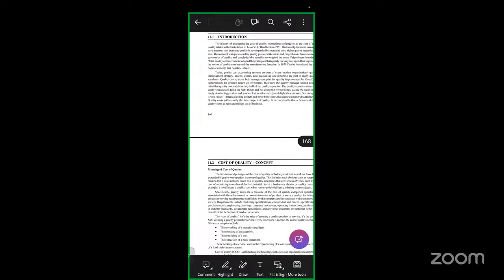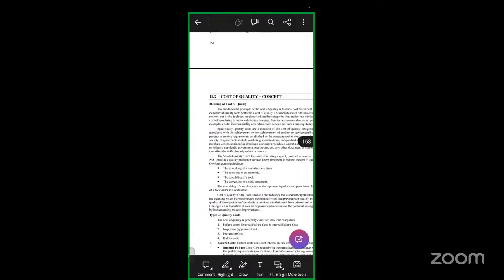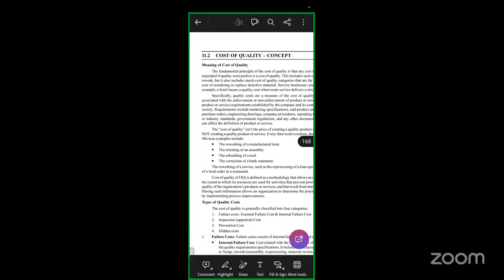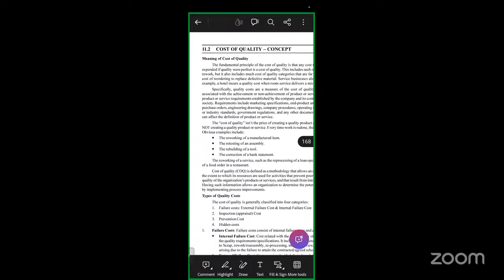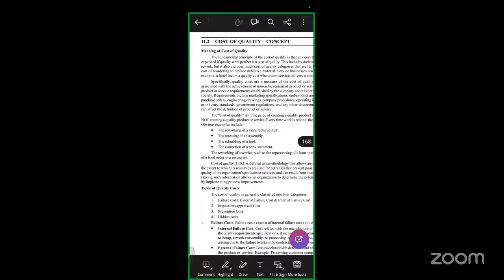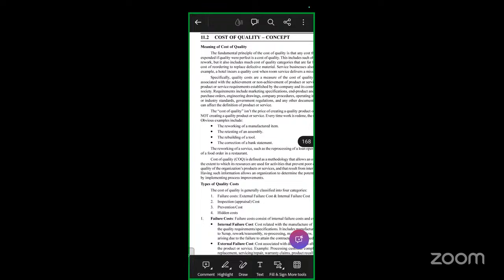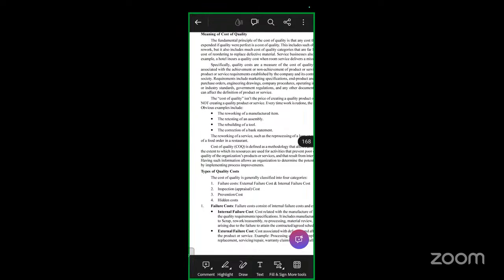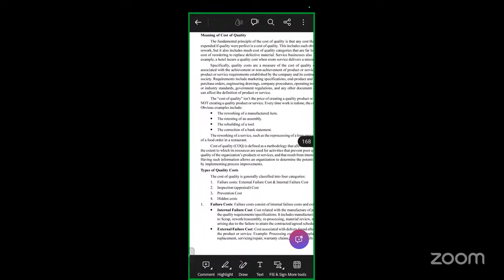If you take these examples related to cost of quality concepts, the meaning of cost of quality includes reworking of manufacturing items, retesting of assembly, rebuilding of tools, the correction of bank statements, everything. Quality checking is done in every operation. In industry we call this functional. Every functionality needs a quality check.